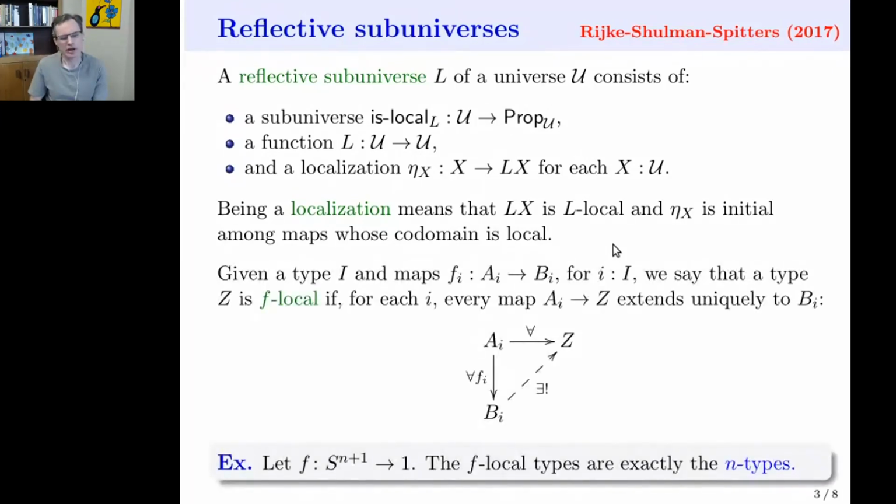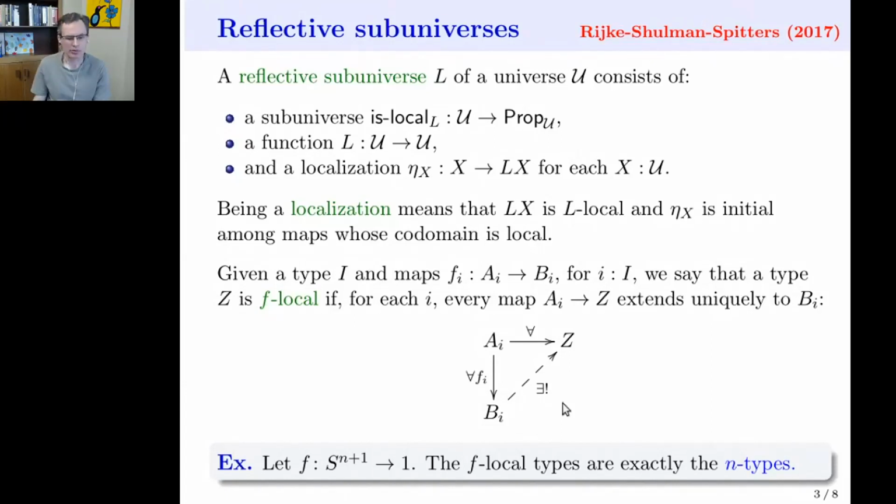So one key example of a subuniverse is if you have a type I and an I-indexed family of maps, you can say that a type Z is F-local if every map from one of the A_i to Z extends uniquely to the B_i. So for every one of the maps in the family and for every map from an A_i to Z, you get a unique extension, again, up to homotopy.